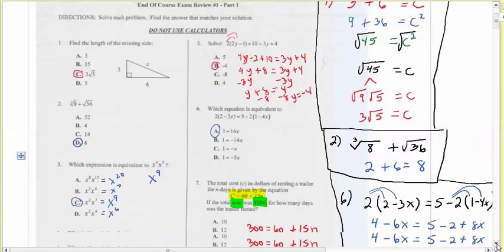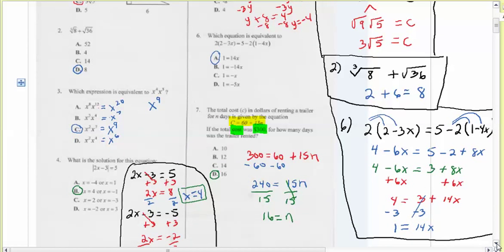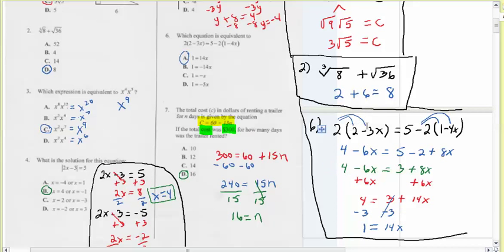Let's scroll down and find the work for number 6. Okay, we're just doing distributive property. And then remember, order of operations is multiplication, division, then addition, subtraction. So I'm going to multiply first. I multiplied, and I got 4 minus 6x, and I keep the 5, excuse me, and I get negative 2 plus 4x. Then I move all the x's on the right side and all the numbers on the other, and I get 1 is equal to 14x.